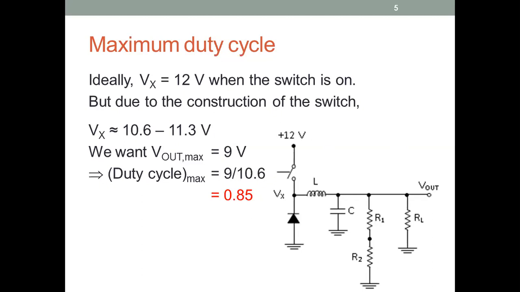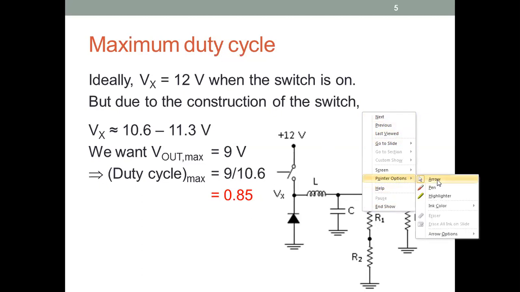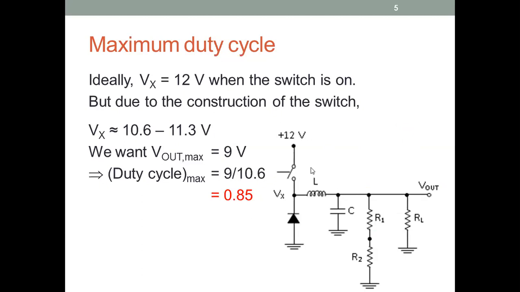As a result, this voltage Vx, which ideally would be 12 volts when the switch is on, because of the non-ideality of the switch, may be between 10.6 and 11.3 volts. We'll see what it turns out to be when we actually design the switch. But for now, we'll assume that this Vx is going to be 10.6 to 11.3 volts and not 12 volts.